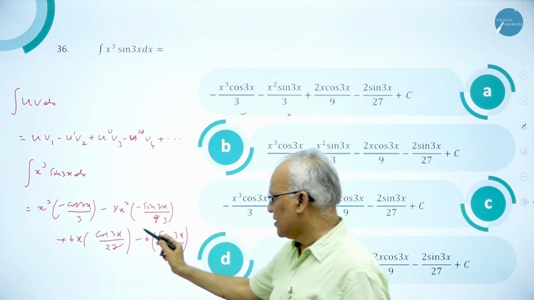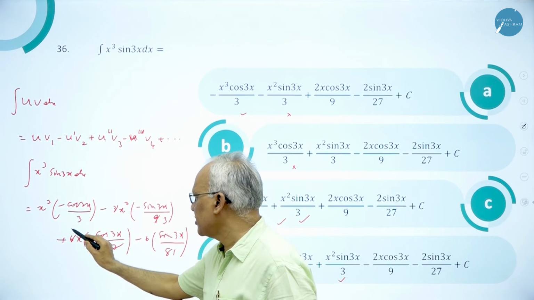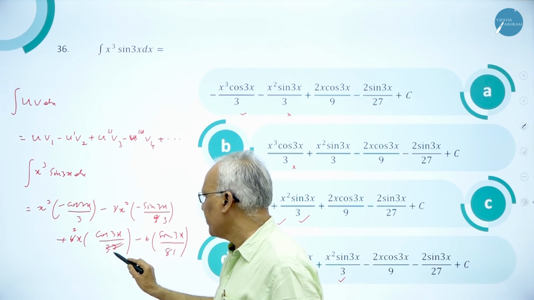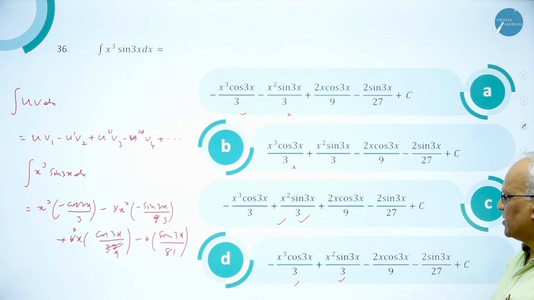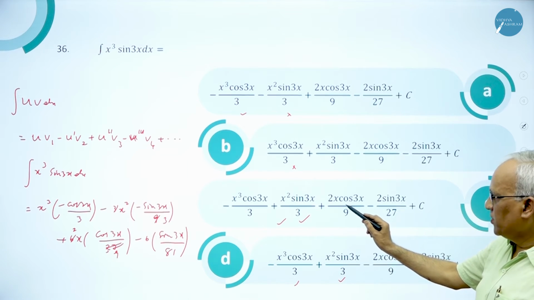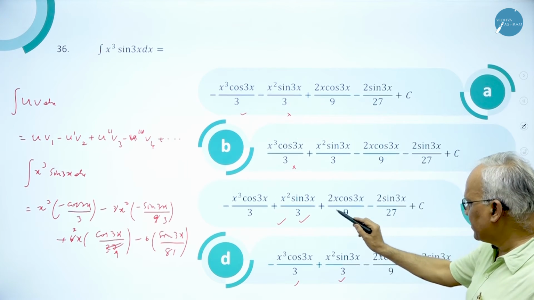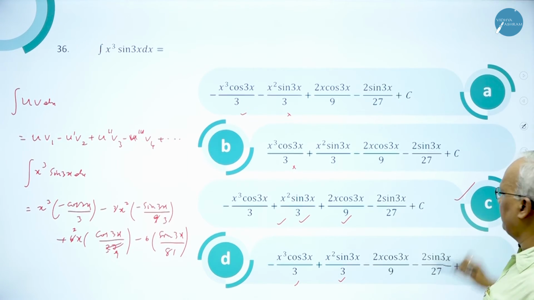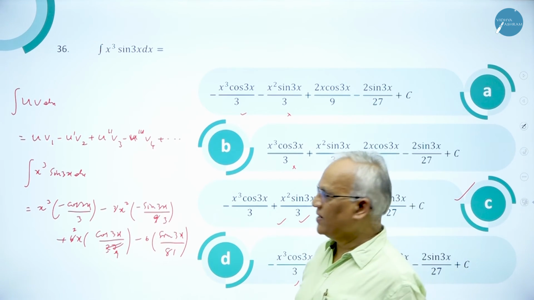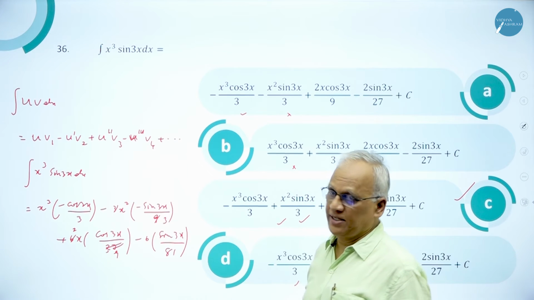Now see the third term. 3 2s are 6, 3 3s are 9, so 2 cos 3x by 9, plus here and minus here. So this is the one. So you can go to the answer C. No need to write it completely. Okay, this is a very, very interesting method.